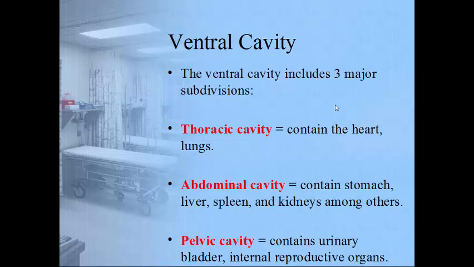Alright, next we'll talk about the ventral cavity. Remember, ventral means anterior or toward the front. And here you'll have three subdivisions. The first one, the thoracic cavity. You have the heart and the lungs. The next one, the abdominal cavity. This will have the stomach, liver, spleen, kidneys, intestines. This is quite a large cavity. A lot of things are in this cavity. We'll talk more about this here in a second. And just below that is the pelvic cavity. This is where you'll find the internal reproductive organs and also the urinary bladder.